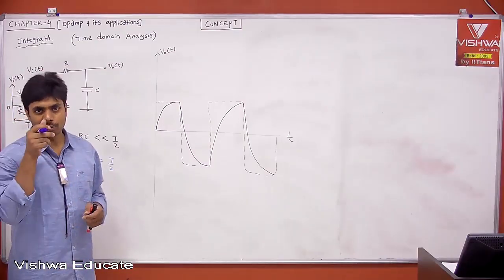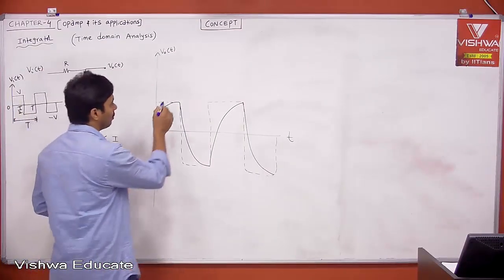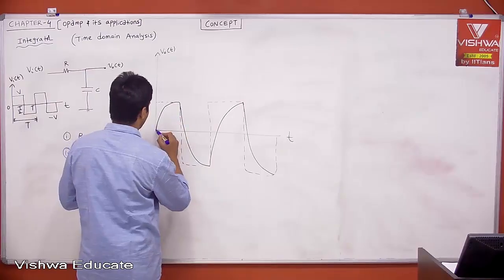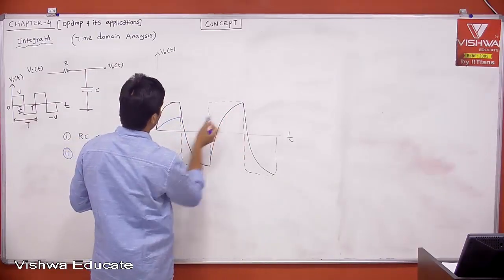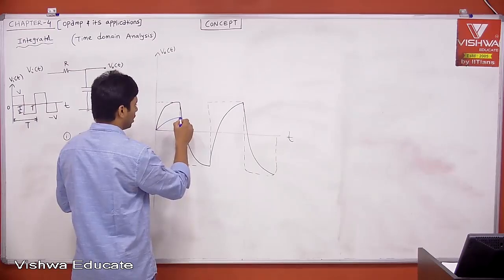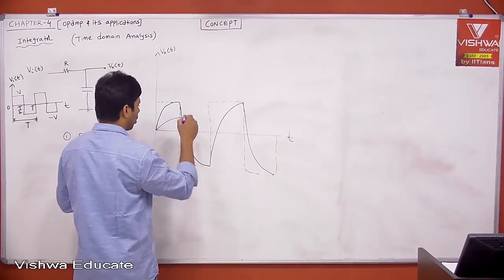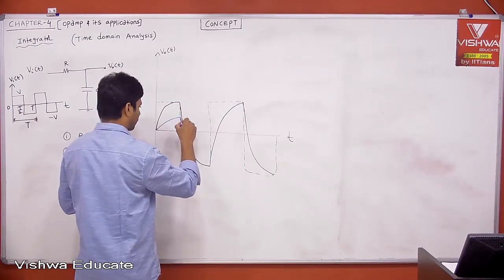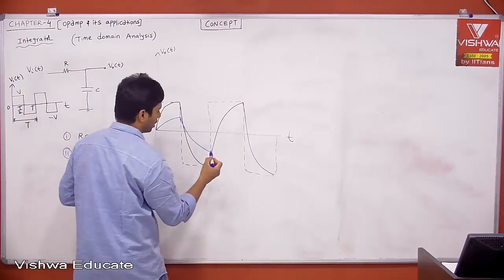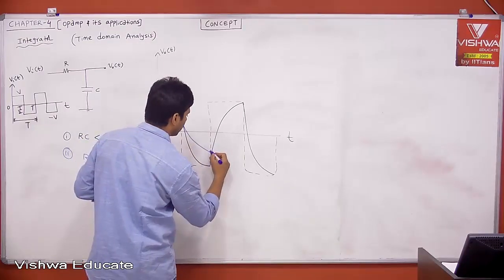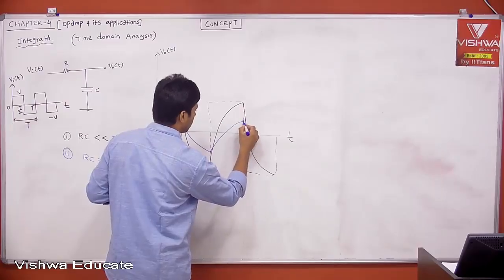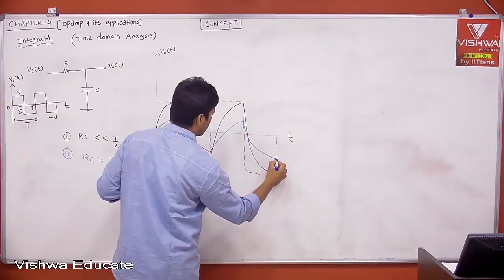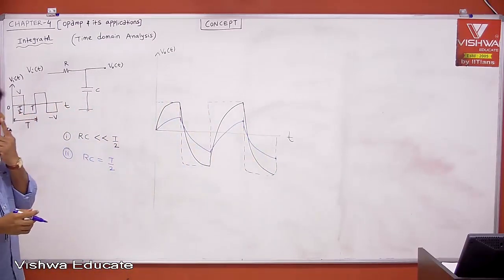0.67 times the final value it will reach. Okay, therefore 0.67 times of means like this. Therefore it will try to charge to the final value, but your input is changed. Similarly, if I ask, your output will be 63% of the final value. This is what you are going to get.